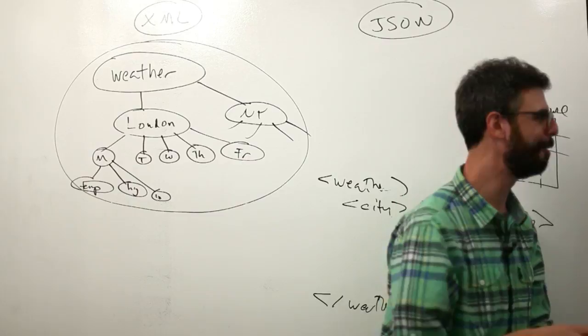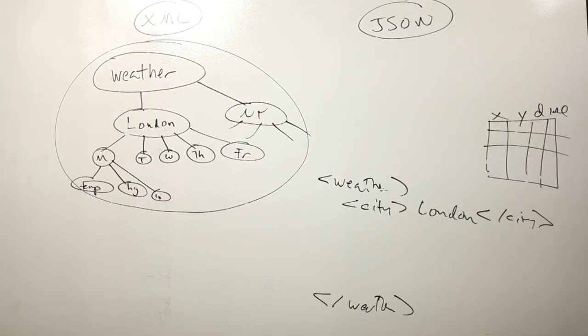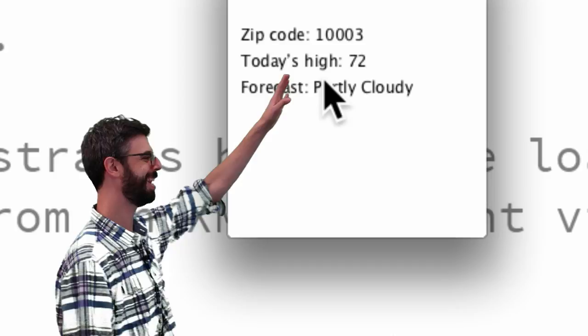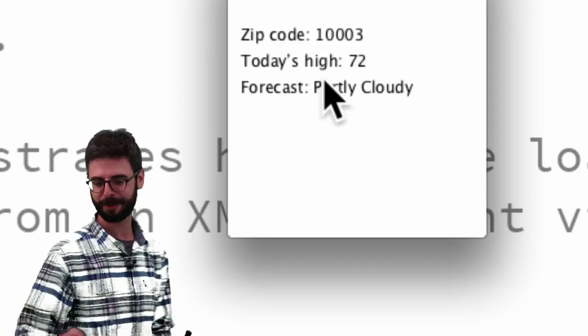So if we go to an actual example where this happens, this is actually using Yahoo weather instead of Open Weather Map, and I run this. Let's just run this to see that it works. We can see here I'm getting today's high is 72 degrees in this zip code, which is the zip code I'm standing in right now, and the forecast is partly cloudy. How did I get that?